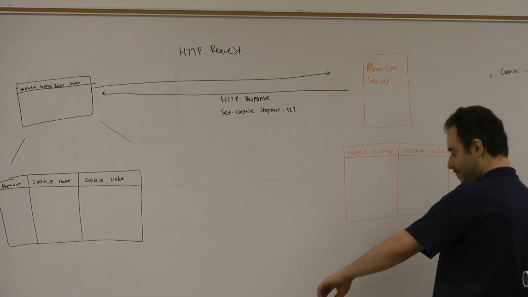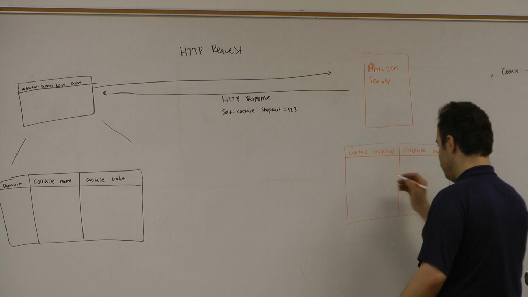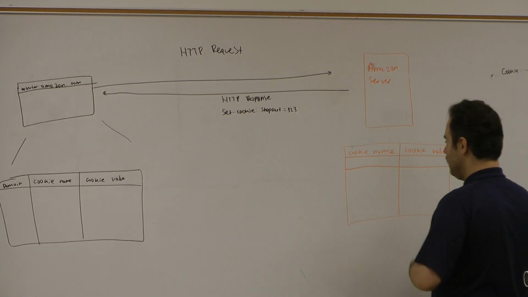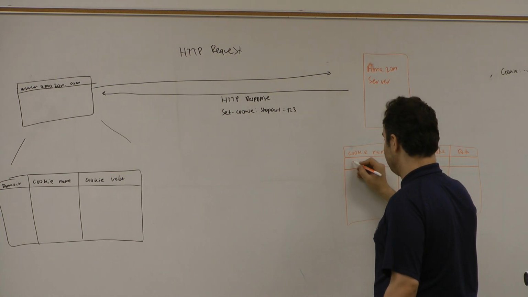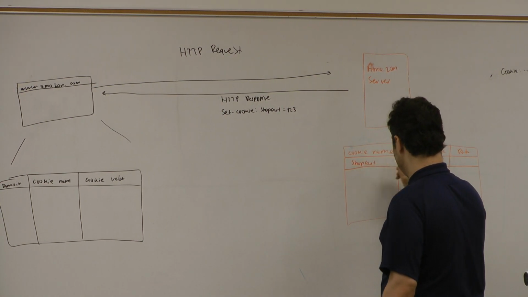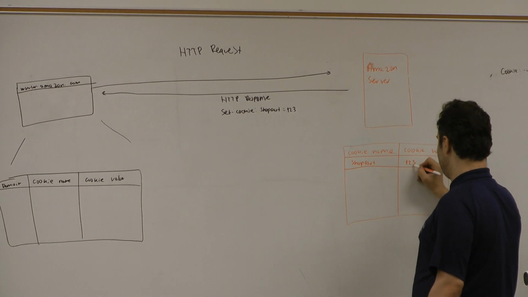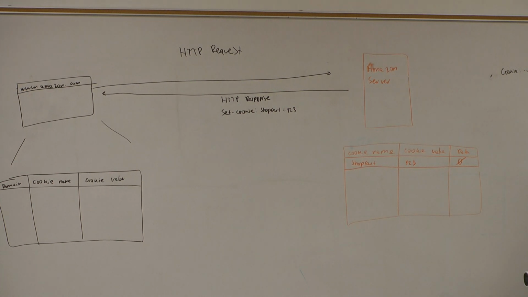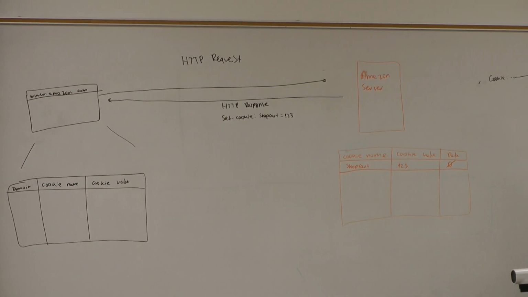At the same time, the server is going to allocate another entry in its database. So the cookie name is shop cart, and its value is 1, 2, 3. And by default, your shopping cart doesn't have anything in it. Okay? In this case, I'm assuming that the shopping cart data represents what items I have in my cart.